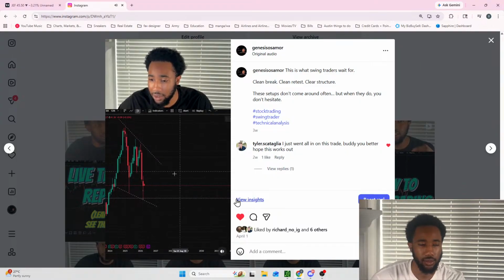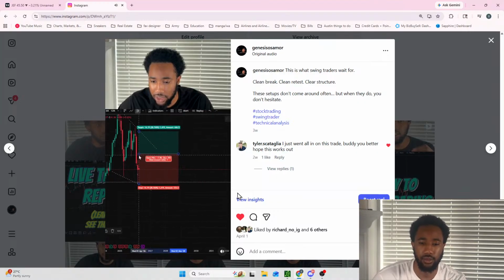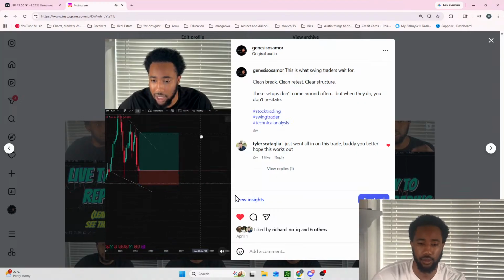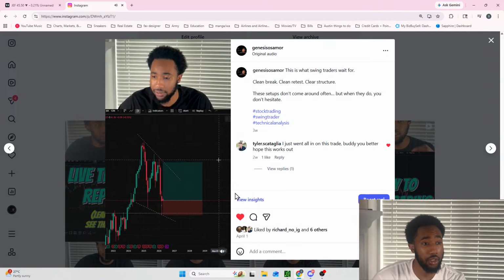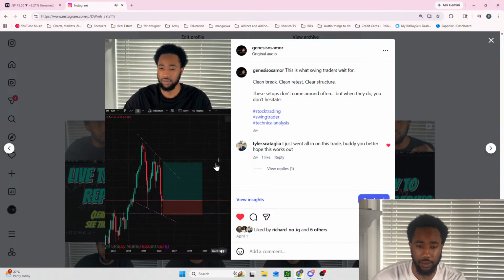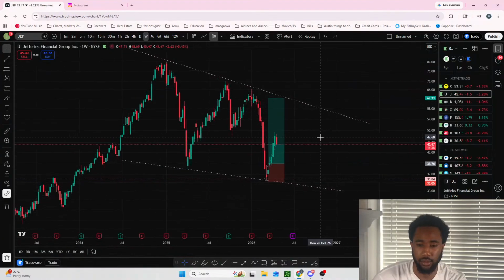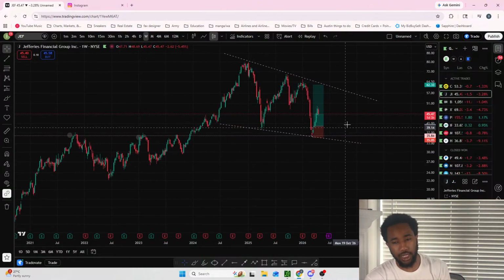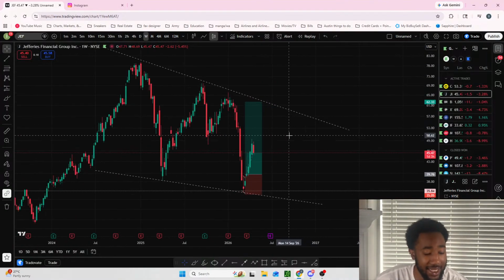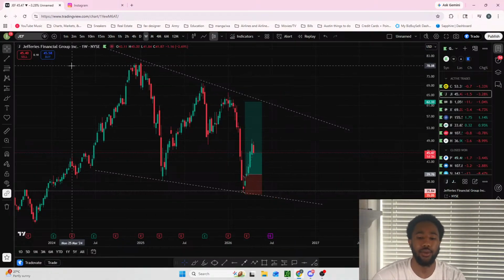This is going to play out. Just set your entry right there. We know the lows of this structure is where we're going to set our stop loss, and we're looking to retest these highs over here for sure. This guy knows what he's talking about. Looking to retest the highs. So if you're in it, stick with it.